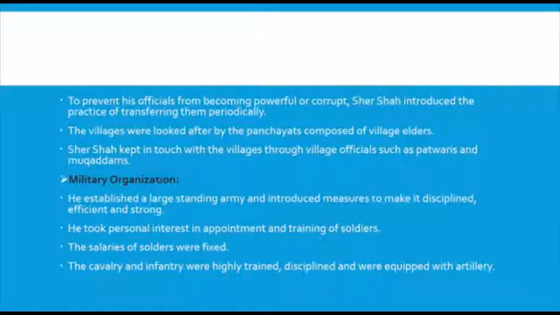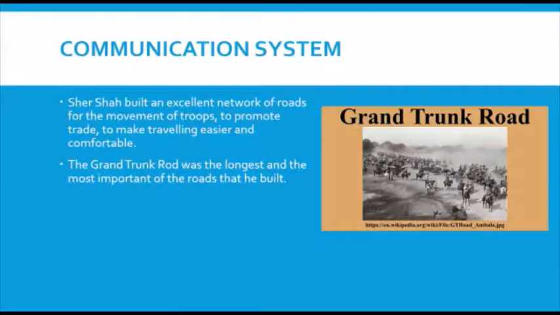Now we are going to see the communication system. Sher Shah built an excellent network of roads in order to facilitate the quick movement of officials and troops throughout the empire. Next, to promote trade and commerce and to make traveling easier and comfortable, the Grand Trunk Road was the longest and the most important of the four major roads that he built.